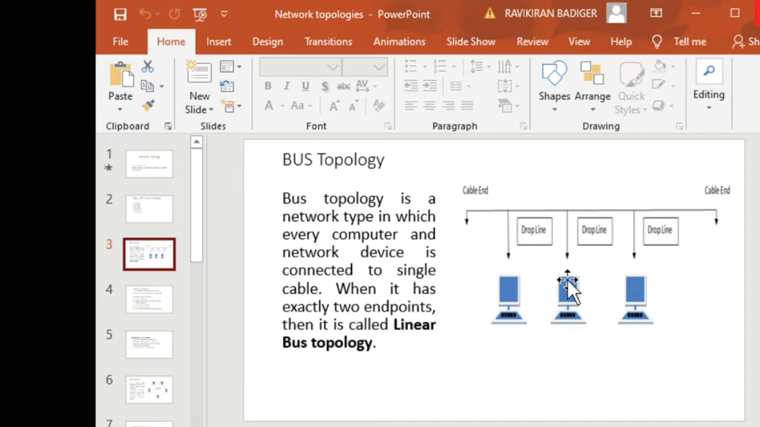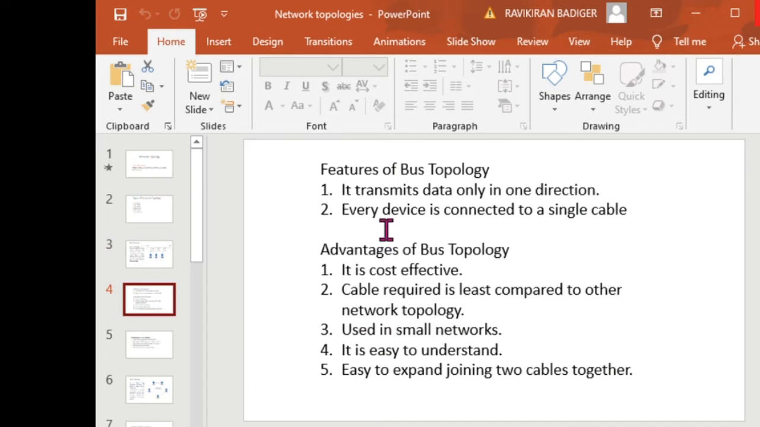The second node is connected to the cable and that is a second drop line. Third node is connected to the cable and it is a third drop line. And one more important point we need to notice here is the data direction is in only one way, that is, it is unidirectional. The features: it transmits the data in only one direction. Every device is connected to a single cable.